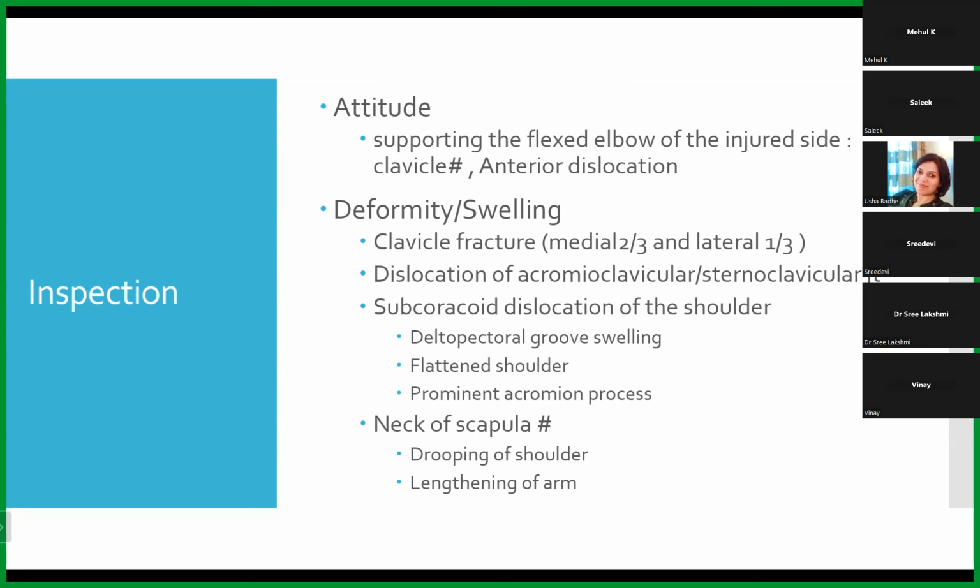After that, we have to look for any deformities or swelling that we are able to appreciate by inspection. Along the length of the clavicle, we have to look for any swelling or any redness. Usually we'll get it at the junction of the medial 2/3 and lateral 1/3, which is more prone to fracture. Similarly, if there is an acromioclavicular dislocation, on the lateral side there will be swelling or deformity. Similarly, sternoclavicular dislocation will show it on the medial side.